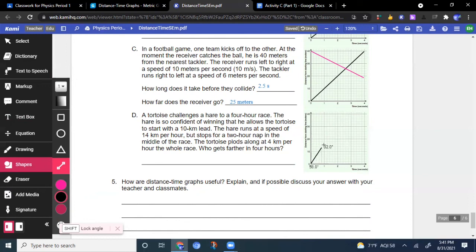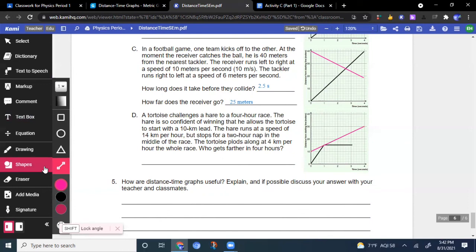So the hare runs 14 kilometers, rests for 2 hours. The tortoise has a 10-kilometer head start and goes at a pace of about 4 kilometers per hour, which would be about this. It's kind of up 4 over 1.